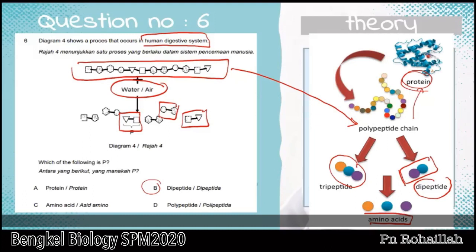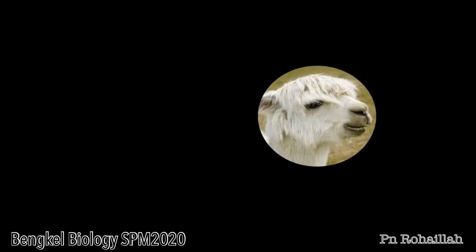Kalau there is no bond, it becomes amino acid. Boleh faham? So, dipeptide, is it the simplest digested protein? No. Need to go under another digestion, it becomes amino acid. Okay, next. For number 7.